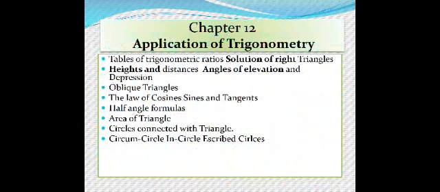Chapter number 12 is based on right angle triangles, oblique triangles, and problems involving circles and triangles. For right triangles we use ratios and the Pythagoras theorem. For oblique triangles we use the law of cosines, sines, and tangents, and other formulas to find the area of a triangle.